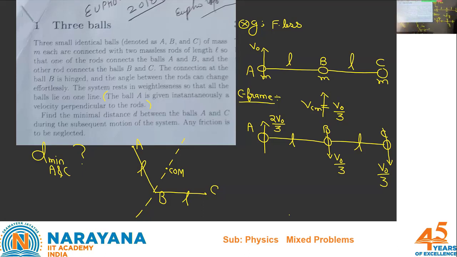Now there are a few things which we can comment upon. When you say that the distance between A and C becomes minimum, this statement has significance in this problem. Minimal distance between A and C, I'll explain what I'm trying to say. The distance between A and B is already fixed, L. B and C is also fixed, L. When you talk about the minimal distance between A and C, that means at that point of time the rate of change of that distance is 0.